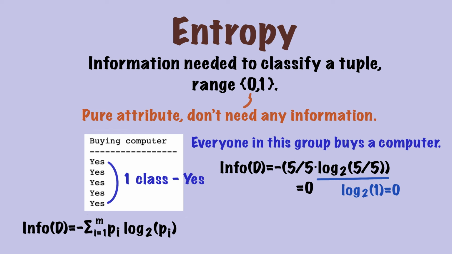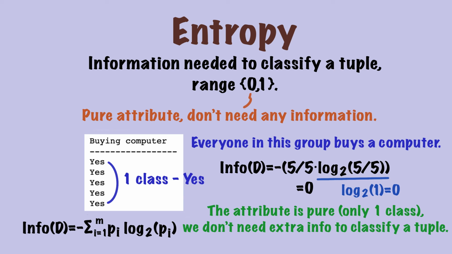To verify, we use the formula to calculate the entropy for this database, and it's indeed 0, since the log base 2 of 1 is 0. Therefore, we conceptually and mathematically confirm when the attribute is pure, the entropy is 0, since we don't need extra information to classify a tuple.